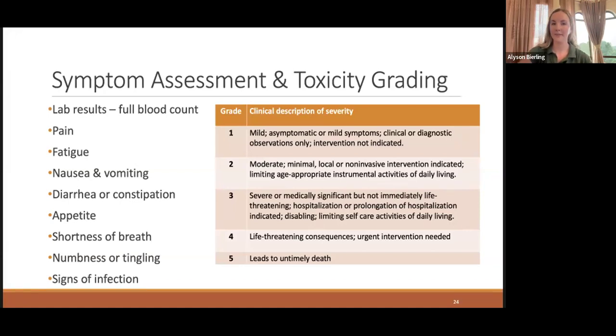Are they having any diarrhea or constipation? How is their appetite? Are they eating and drinking okay? Are they having any shortness of breath? Are they having any numbness or tingling? Again, assessing for peripheral neuropathy, which we talked about over the last couple of weeks. And then are there any signs of infection? So these are all really important components that we want to understand before we administer chemo to our patients.